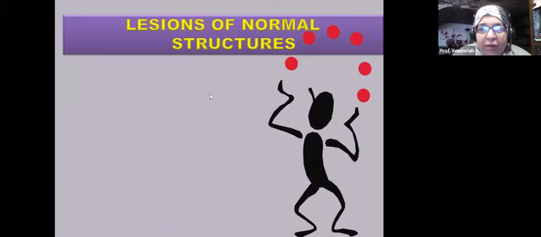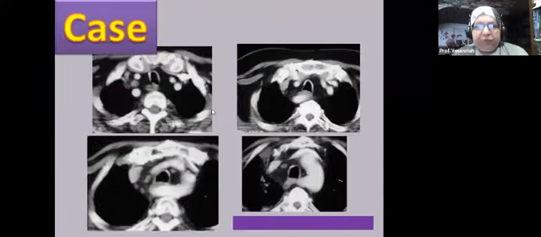Now, lesions of the normal structures. What we have described is the normal structure. Now let us start making lesions in them, starting with the vascular structures here.